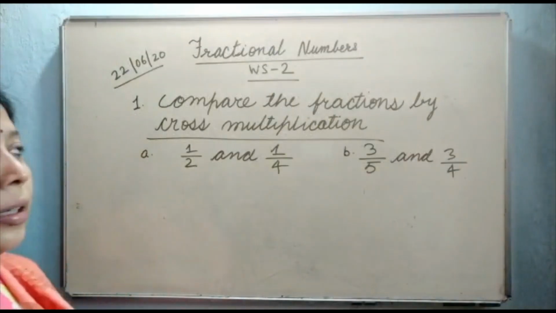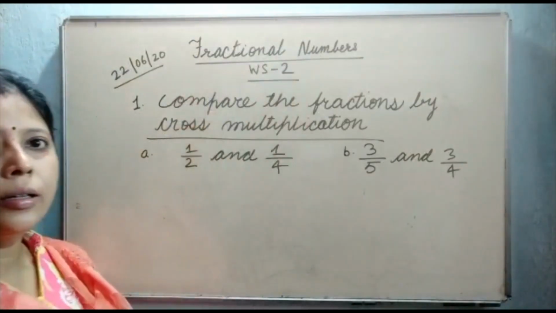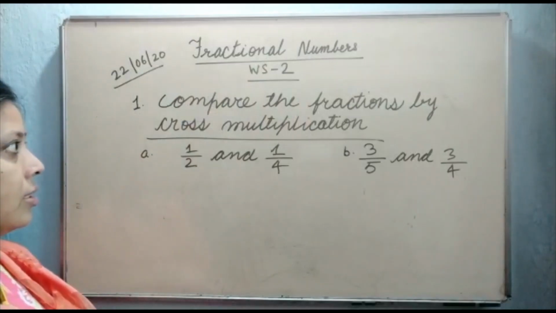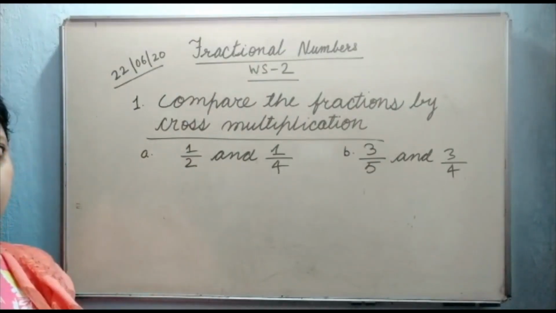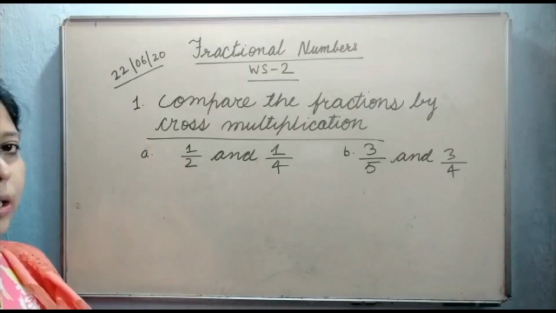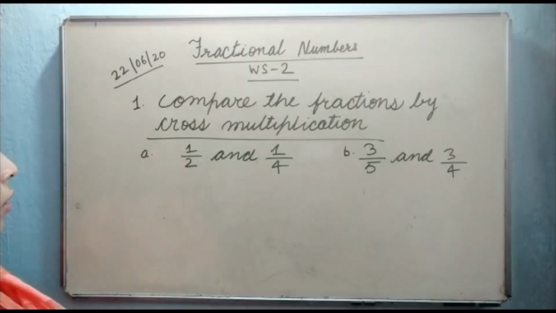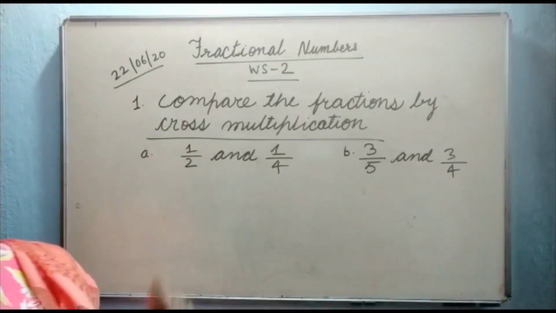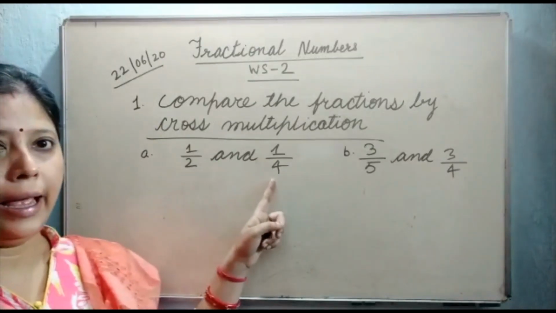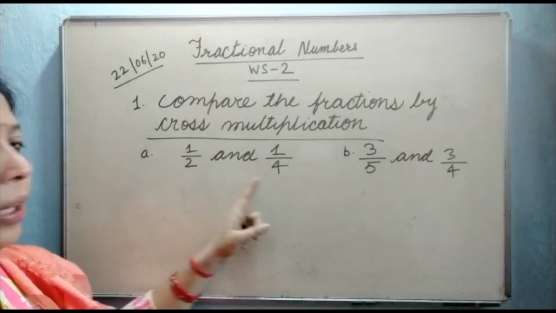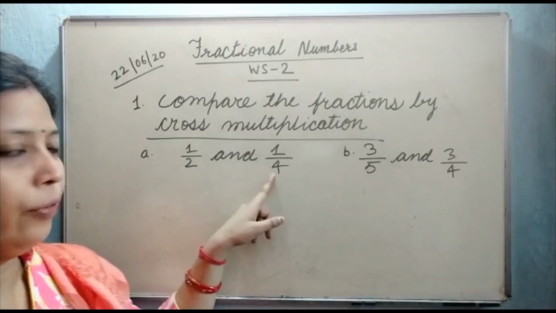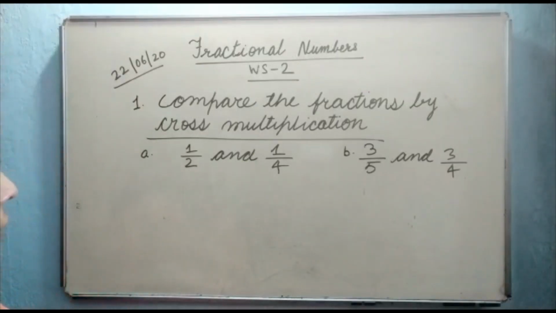Yes students, this is fractional numbers, worksheet 2. You have to compare the fractions by cross multiplication. Cross multiplication is a rule by which we compare two unlike fractions. We are given unlike fractions. These two are unlike. Why? Because their denominators are different. Here you can see this is 2 and 4. These are unlike fractions because they have different denominators.